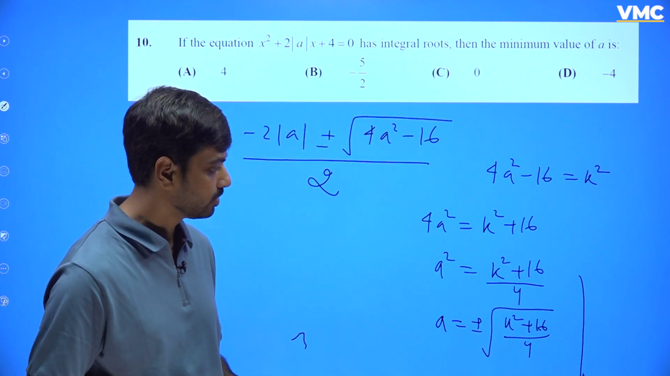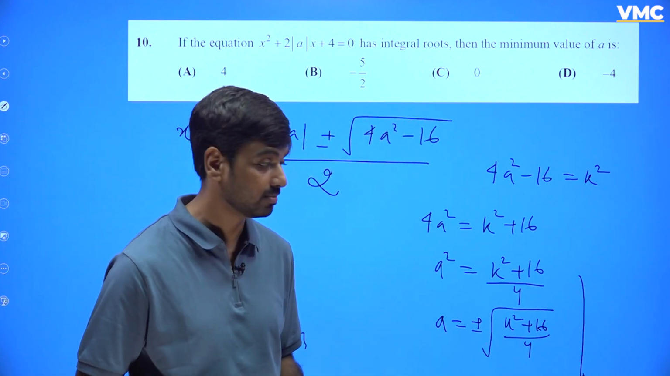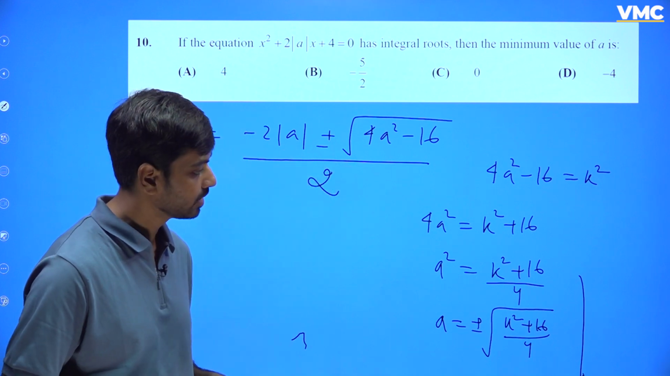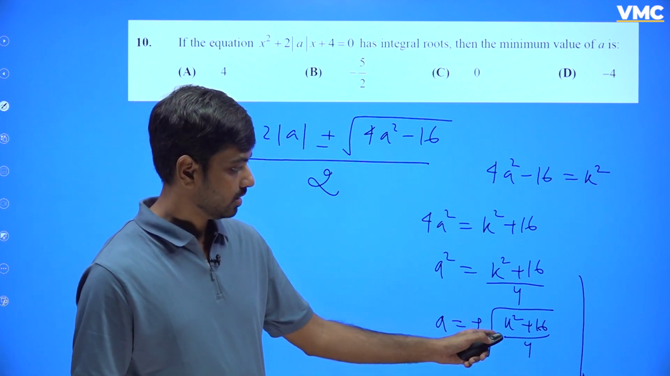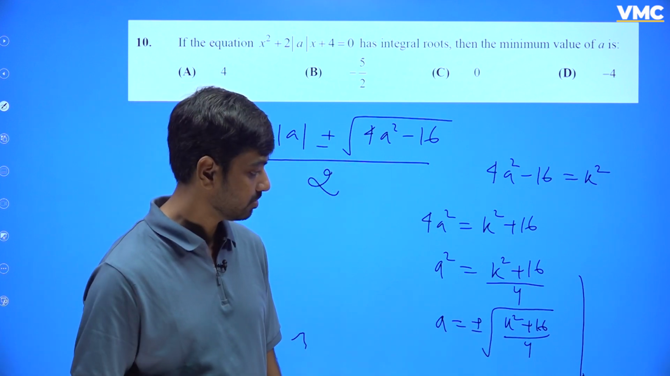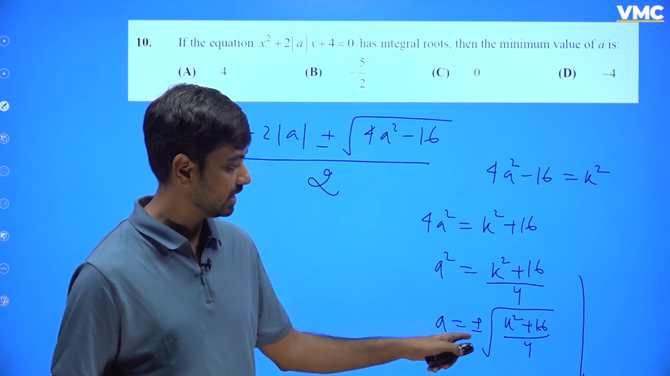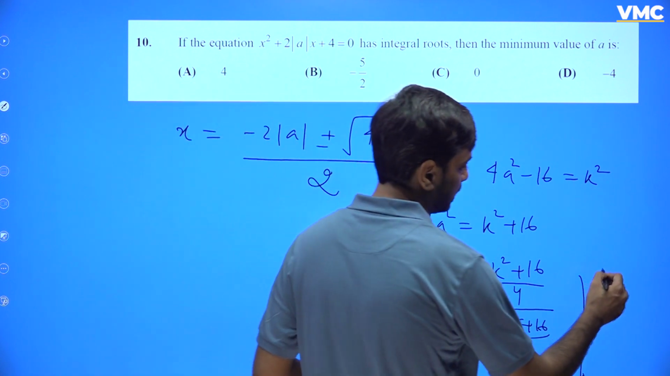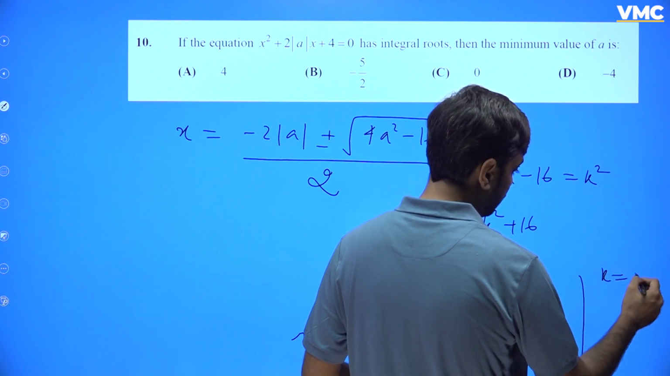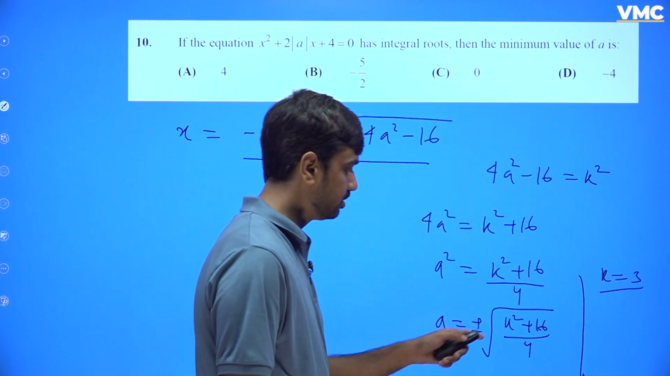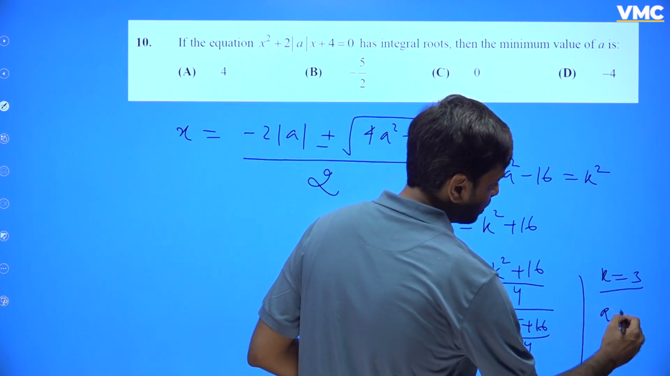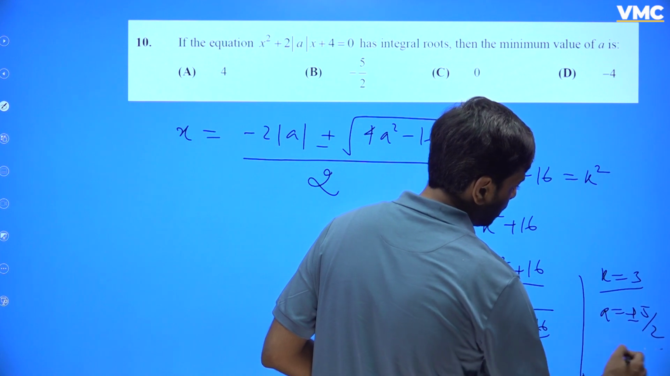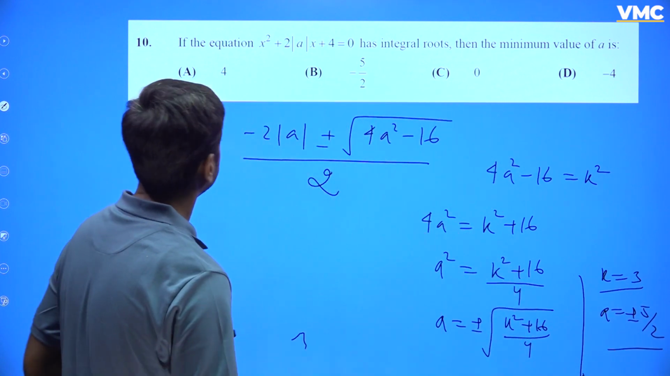If I take a is equal to k is equal to 0, I will get a equal to plus minus 2 and will get integral roots. But maybe that will not be the minimum. So from here we'll get plus minus 2. So actually when you put k equal to 3, we'll get a is equal to plus minus 5 by 2. So the minimum value is going to be minus 5 by 2.